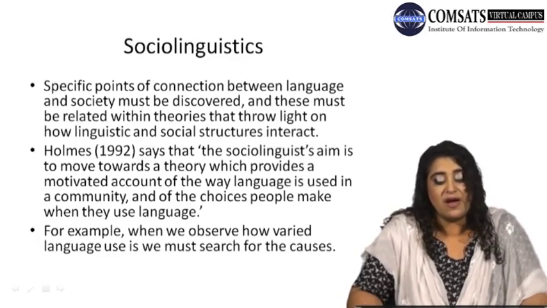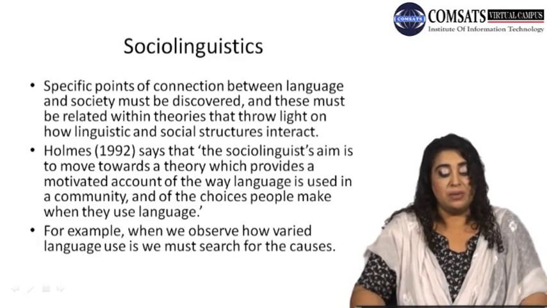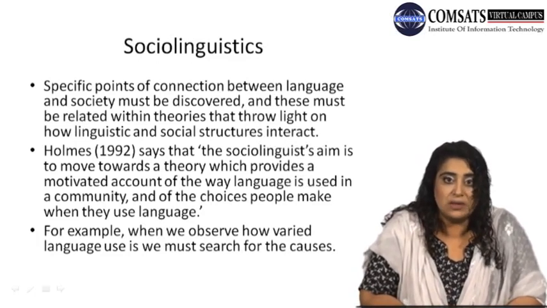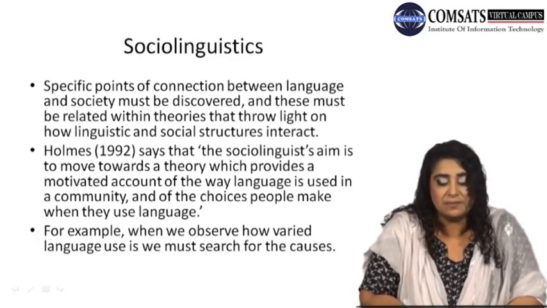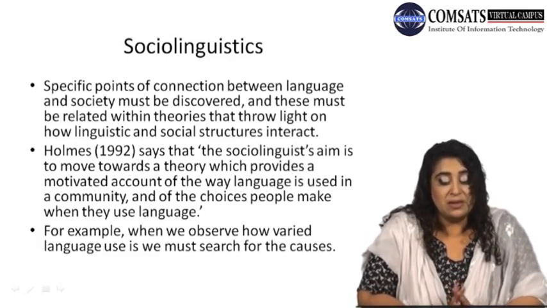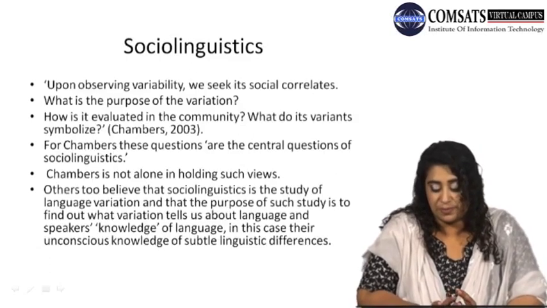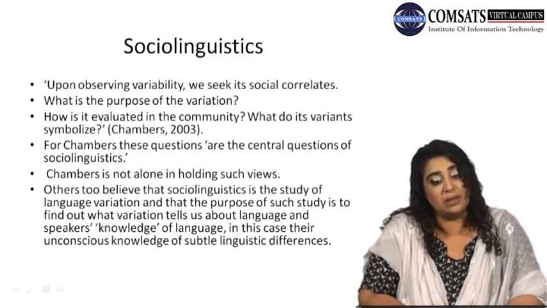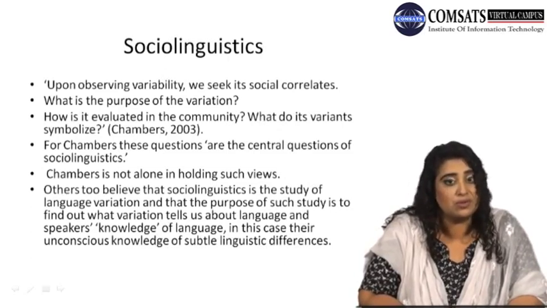Now, for example, when we observe how varied language use is, we must search for the causes. So when we see such a huge difference in the way people use language in different societies, we have to search for the causes. We have to search for the specific reasons causing that language structure, or the variation between languages. So upon observing variability, we seek its social correlates.